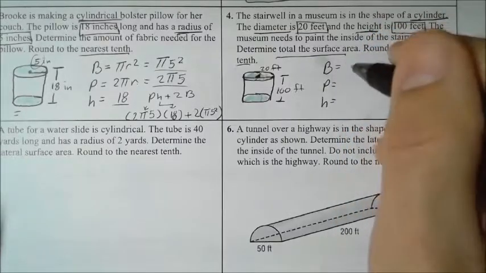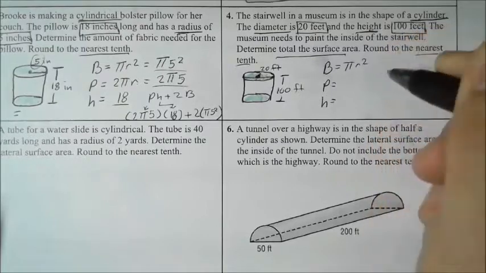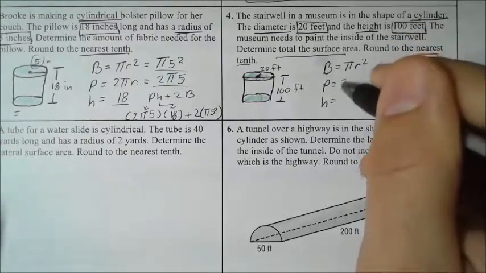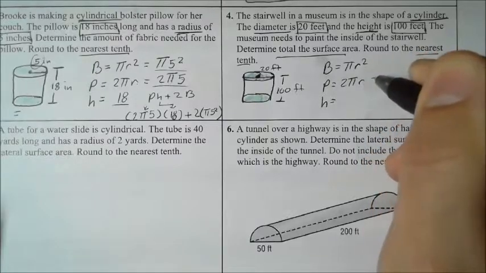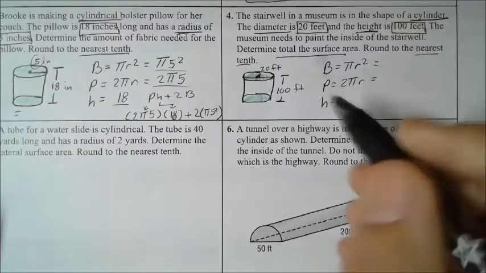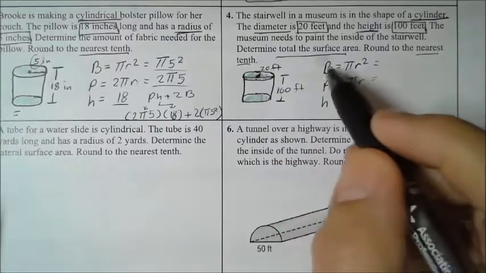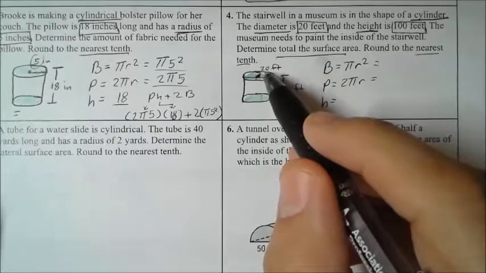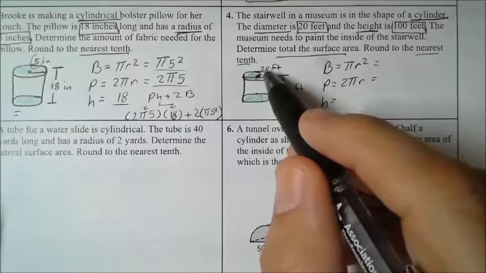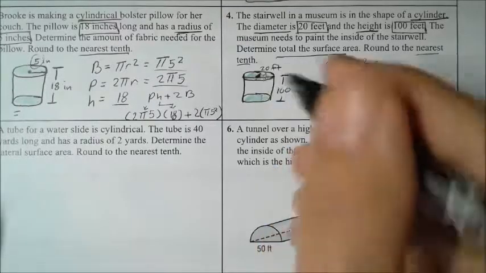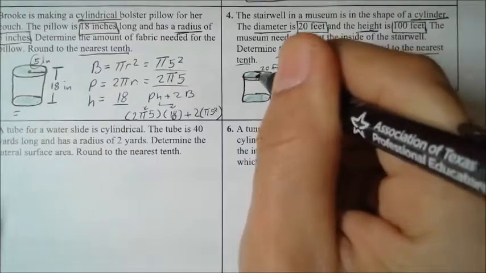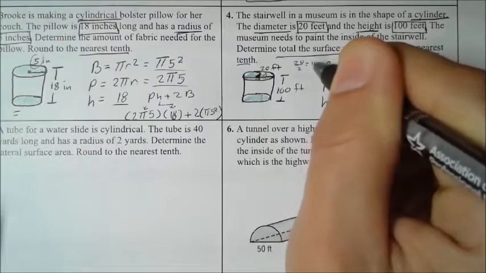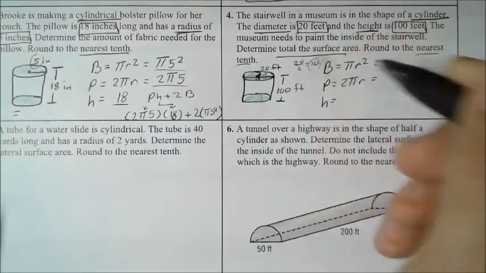Remember, big B is going to be pi r squared. That's the area of the base. Big P is going to be 2 times pi times r. And H is just the height between the two bases. So let's look at big B first. Well, this one, I think most of us could probably just do this in our head, but you can use the calculator if you need to. So in order to find the radius, it's half the diameter. We just need half of it from here to here. So what's half of 20? If we divide 20 by 2, it gives us 10. So our radius is actually going to be 10.